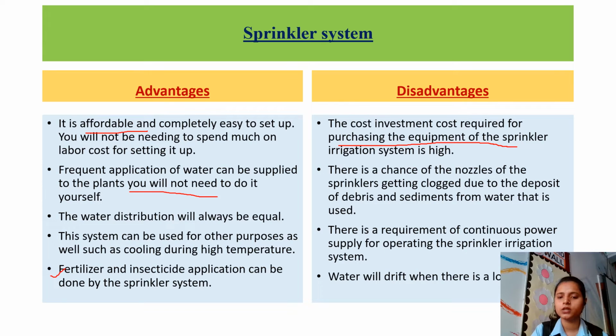There is a requirement of continuous power supply for operating the sprinkler irrigation system. So yes, this is one major disadvantage because we need the power supply for the sprinkler system to work. And one more is written here which is hidden. So now let's see what that is. Water will drift when there is a lot of wind. We have seen that when it rains, water moves in the direction where the wind is flowing. So in this system also, water will shift in the direction where the wind is blowing. So it is wind drifted.